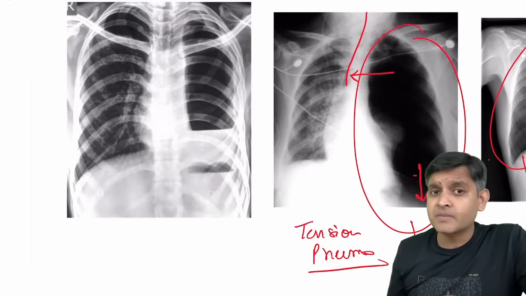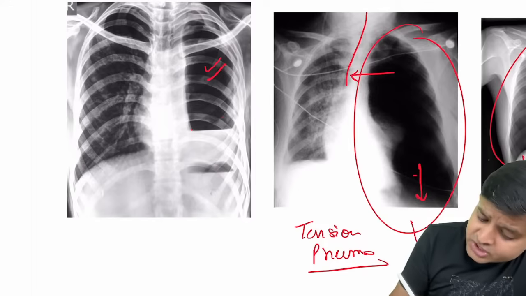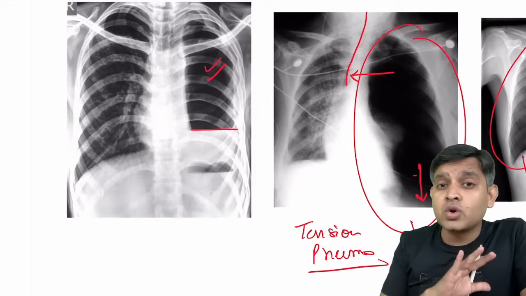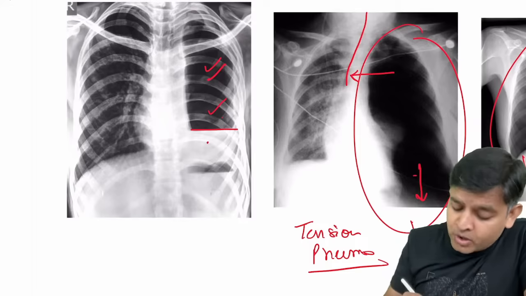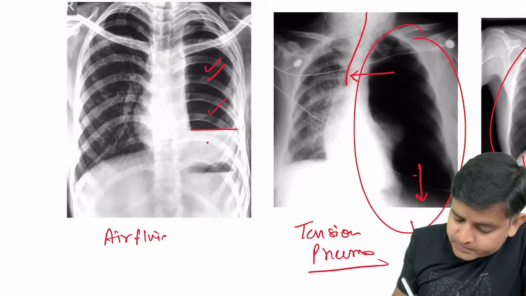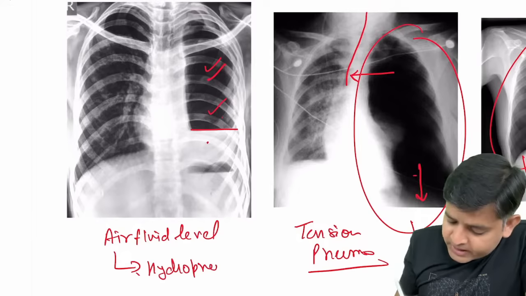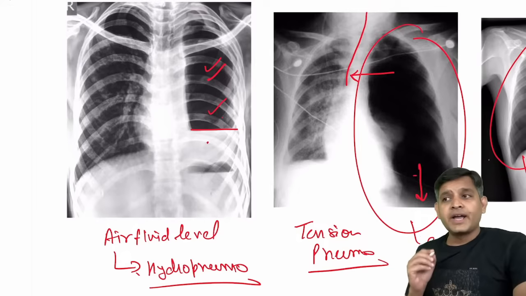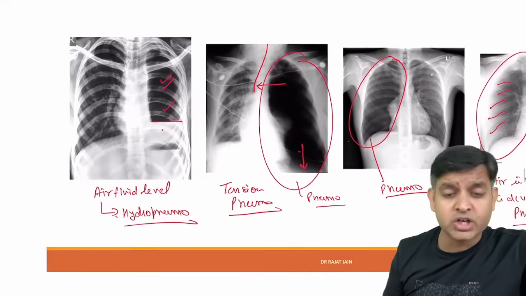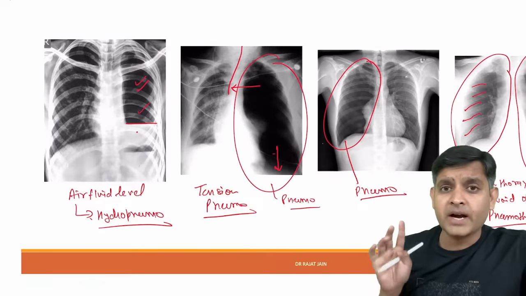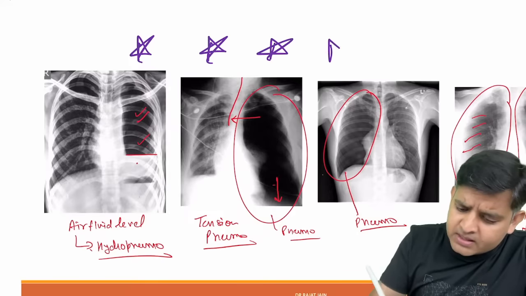What is this? I can definitely see pneumo, but now air is not going up to the CP angle. Rather, I can see a straight line. My radiology book says there are no straight lines on an X-ray. If you see a straight line, it represents a fluid level. So air is at the top, fluid is at the bottom, and I see an air fluid level. Then it's a hydropneumothorax. So that is how you differentiate them. This is pneumothorax, pneumothorax, tension pneumothorax, and this is hydropneumothorax. Examiners are very fond of asking this, so make star marks.